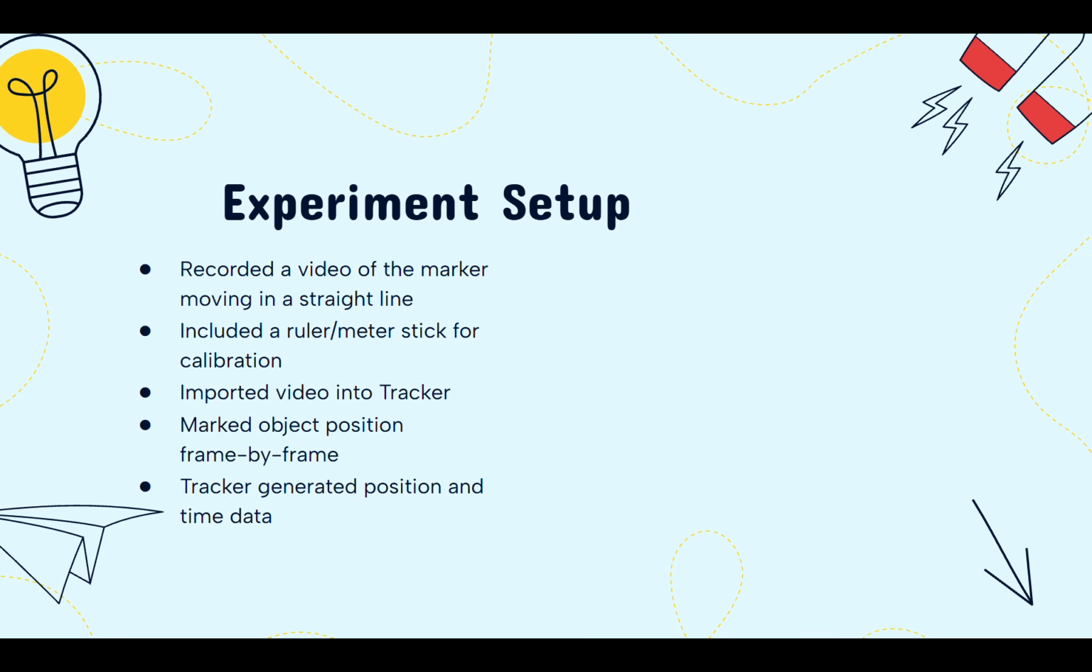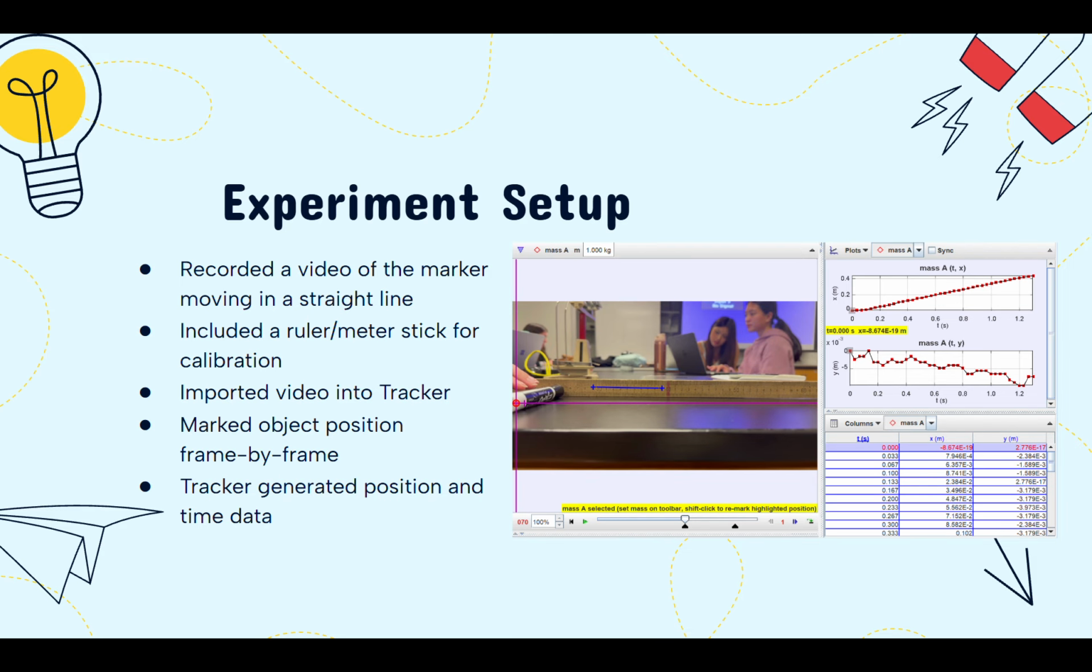For the experimental setup, we recorded a video of the marker moving in a straight line with a meter stick in the background for calibration. Then we imported this video into Tracker, marked the object's position frame by frame, and Tracker generated position and time data, which is shown in this image here.